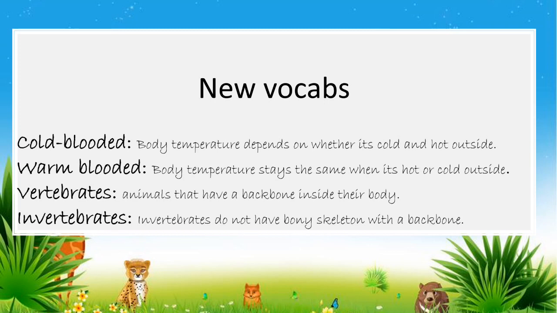So, I'm going to explain new vocabs you have to learn throughout this lesson. The first one is cold-blooded. Cold-blooded means body temperature depends on whether it's hot and cold outside. Warm-blooded means body temperature stays the same when it's hot or cold outside.